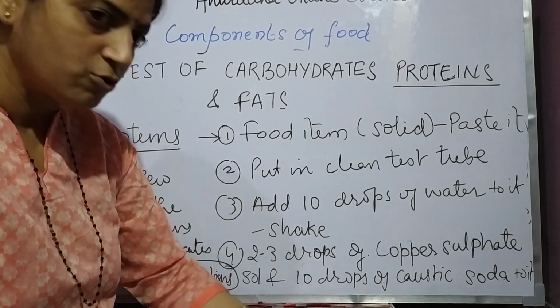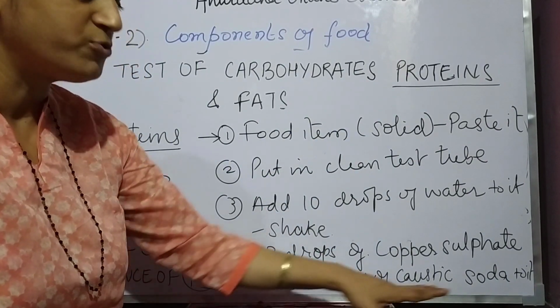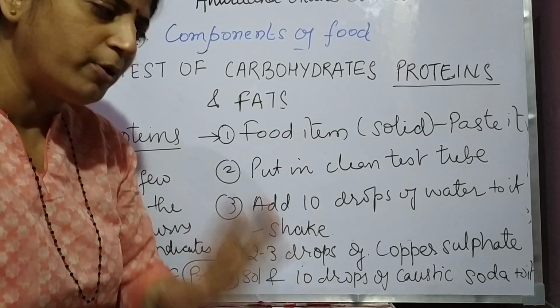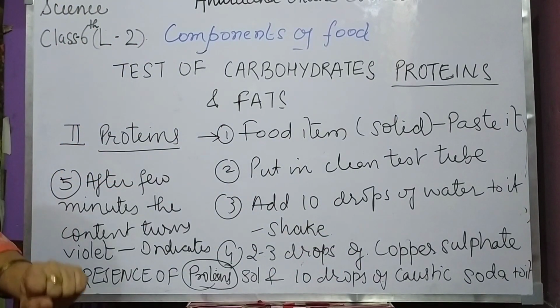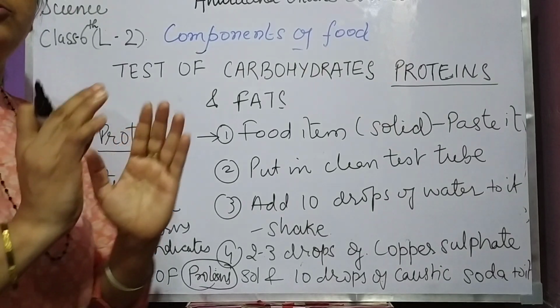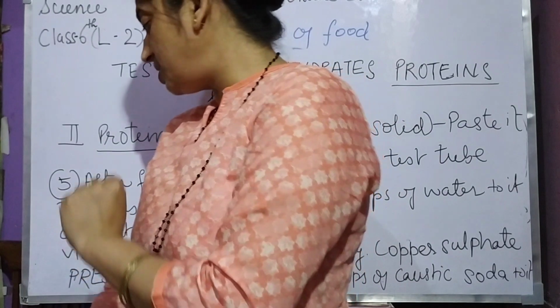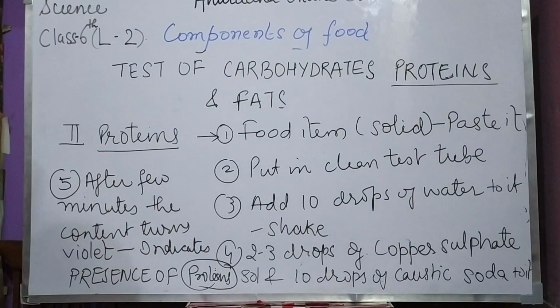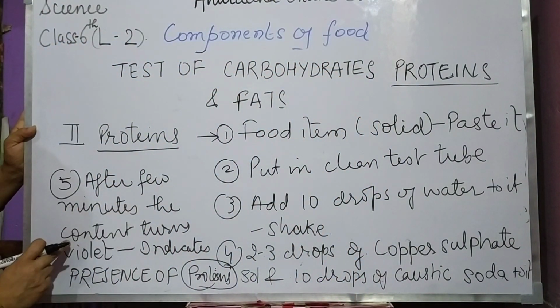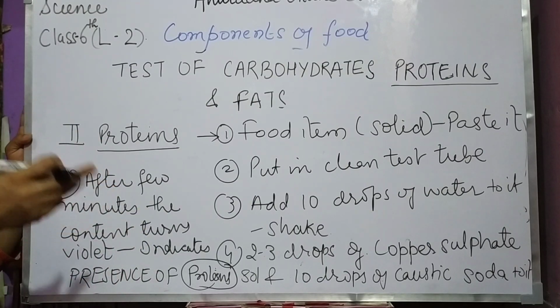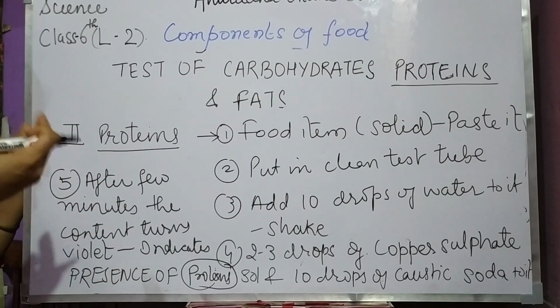In that, you only have to add 10 drops of caustic soda. Both the things you have to add to it. Then you have to wait for a few minutes. When you wait for a few minutes, look here, then it will turn its color, meaning the food item will change its color.